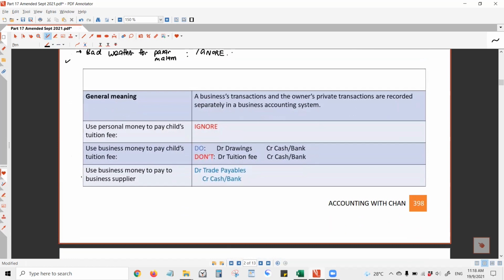Okay, now last table on this page. You write, this is also very simple. Business entity principle. Business entity principle.